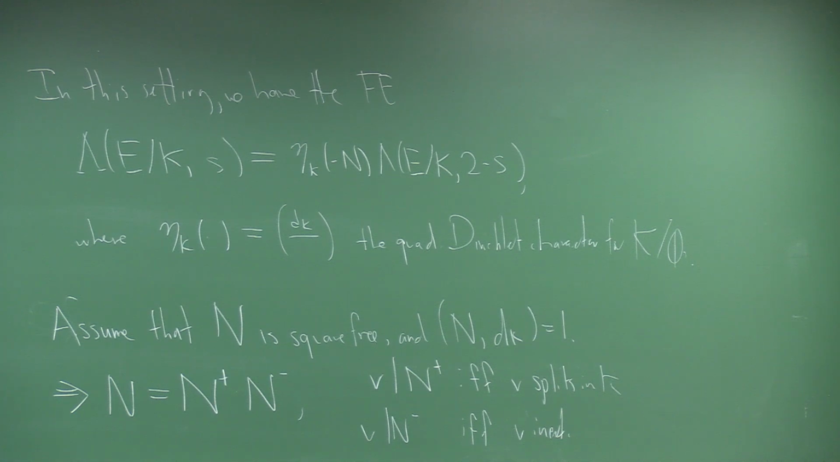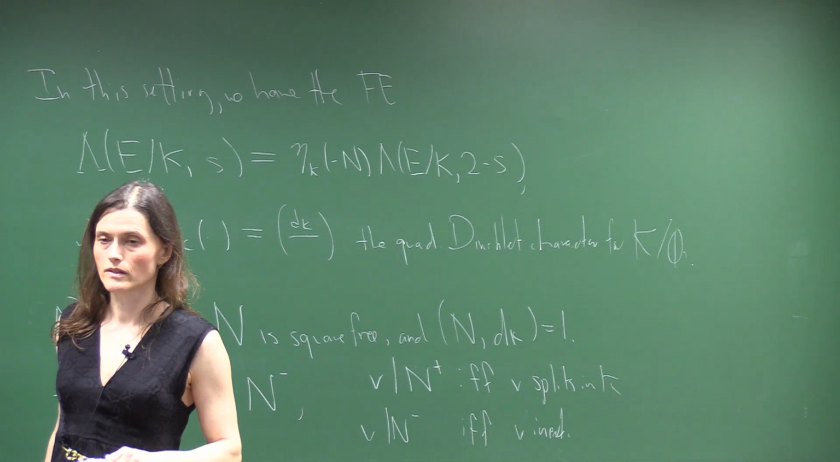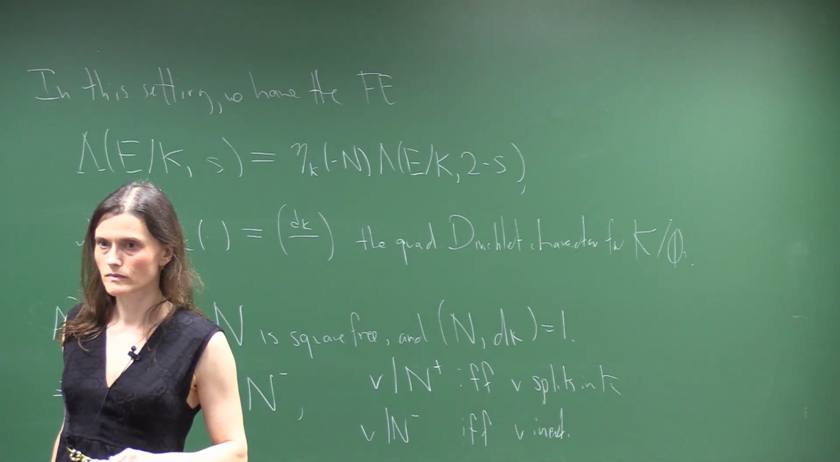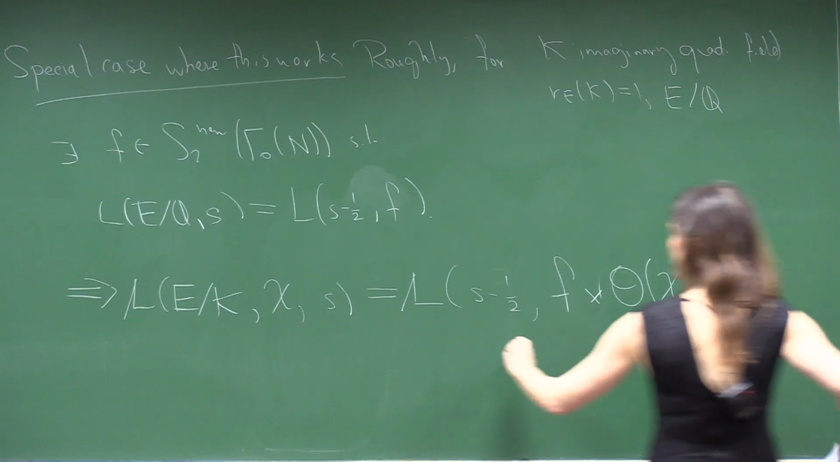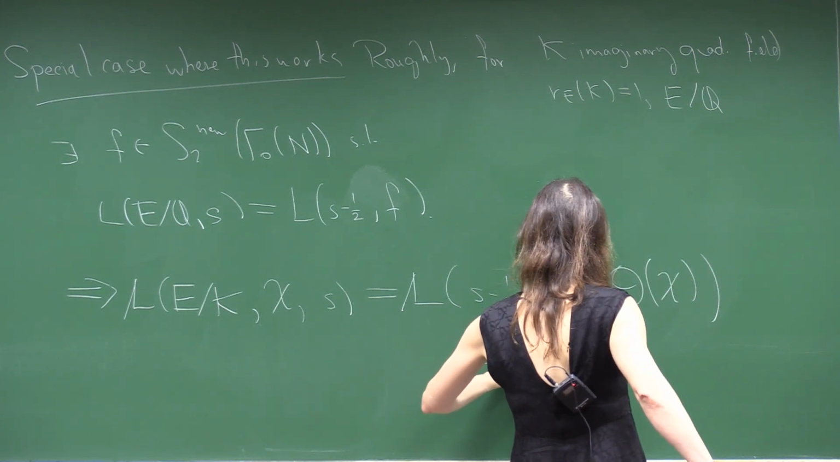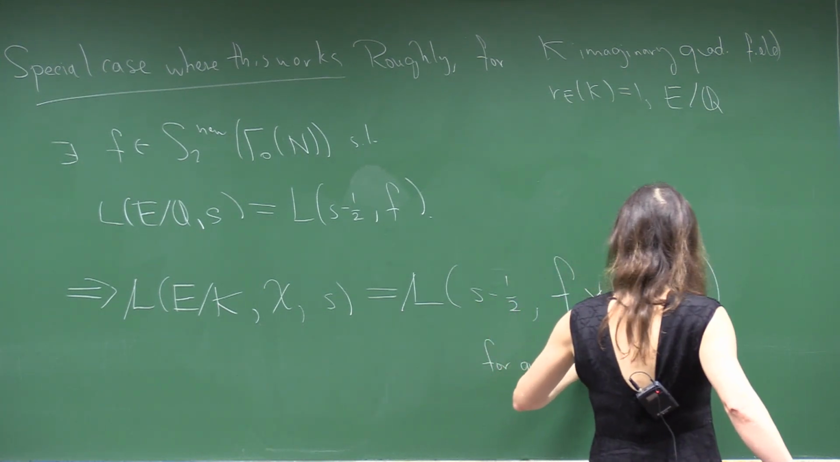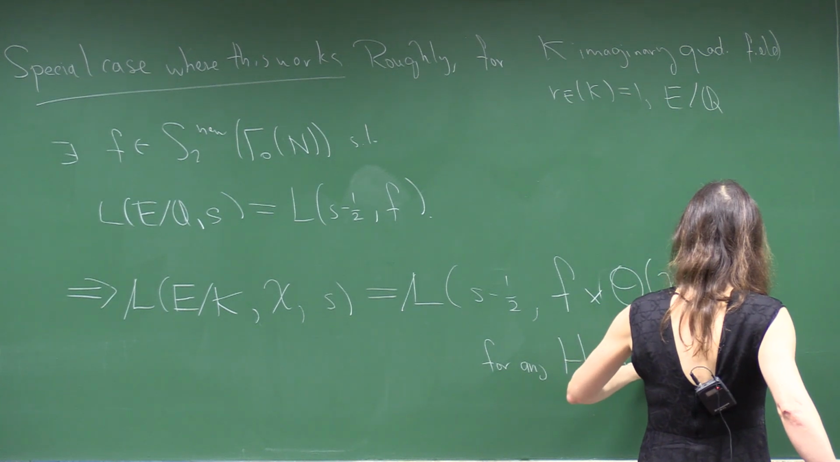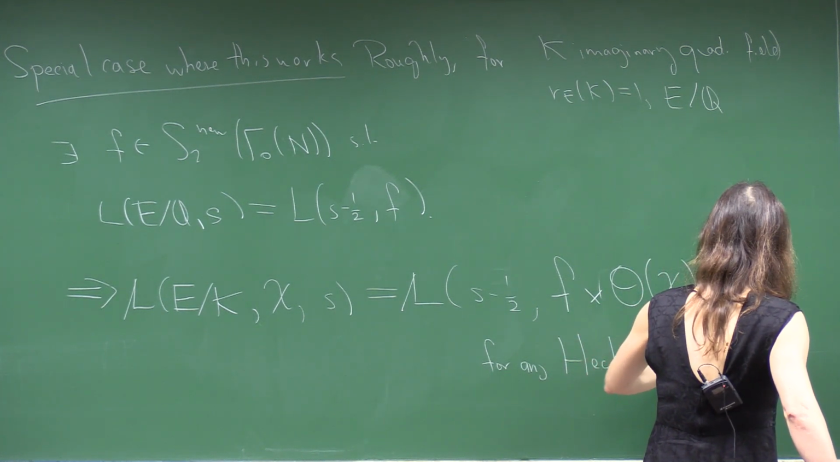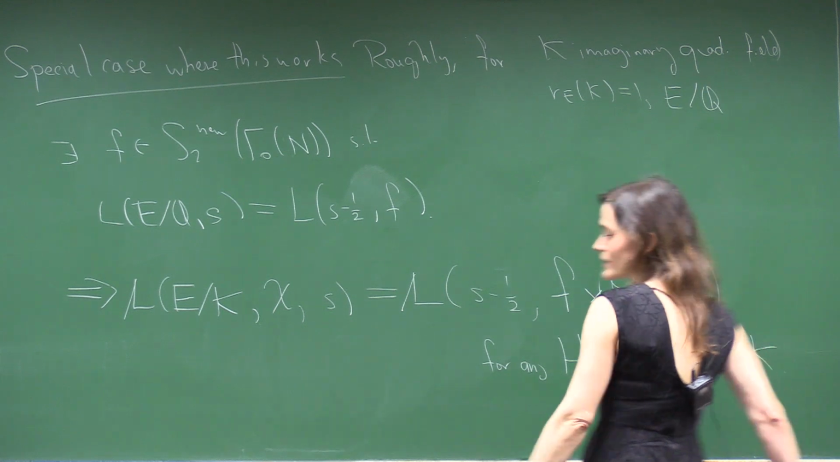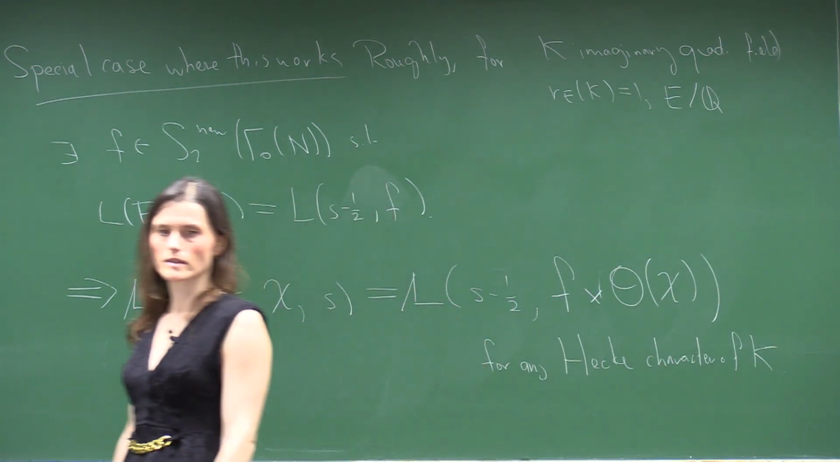If the L function of the elliptic curve over Q, this modular form f, over K, you will have some character. No. For any Hecke character, including the trivial character, right? So you have something more general.